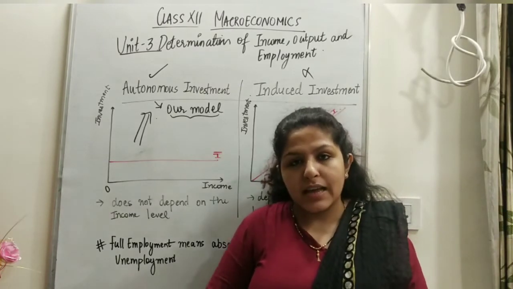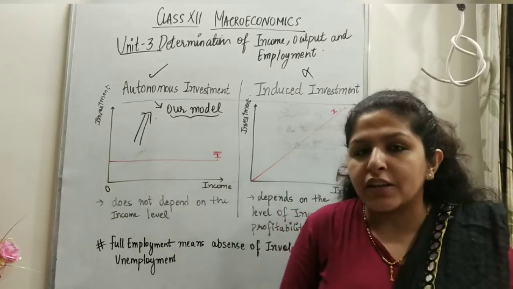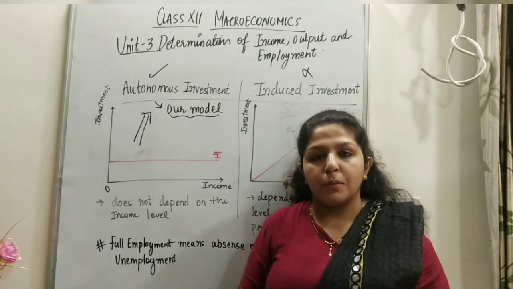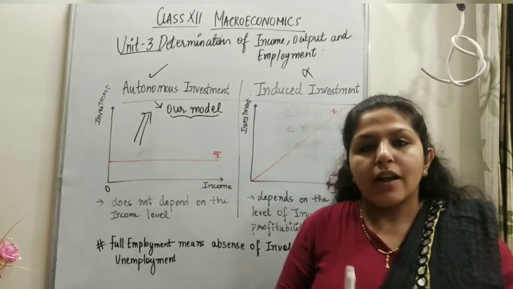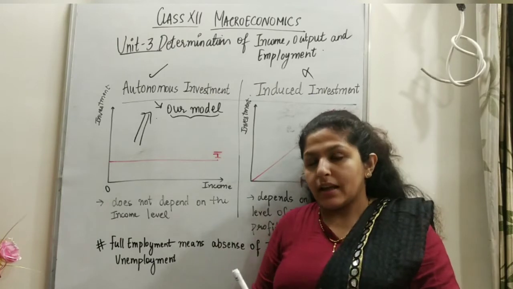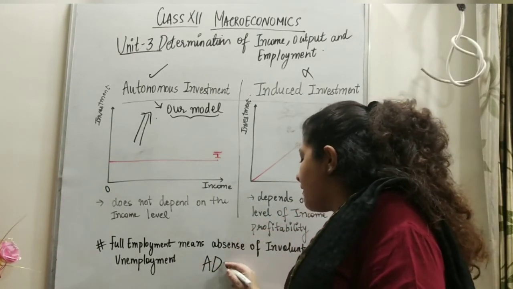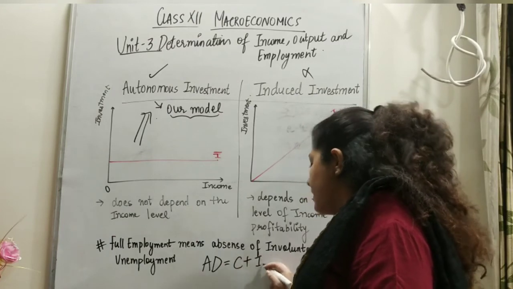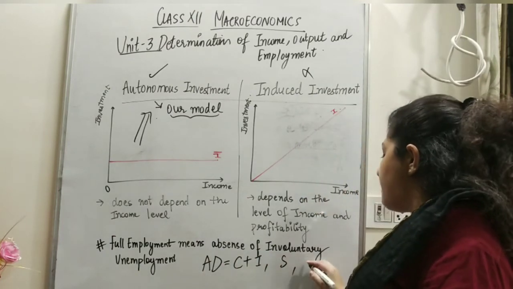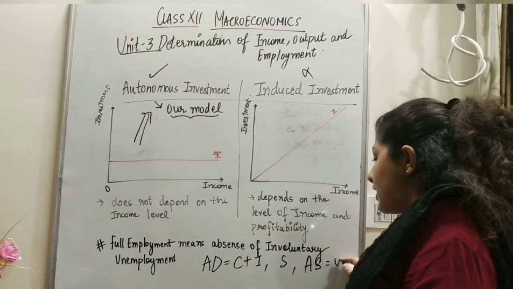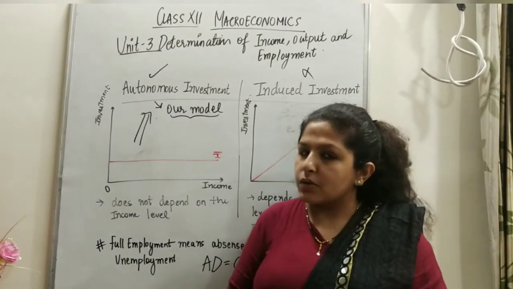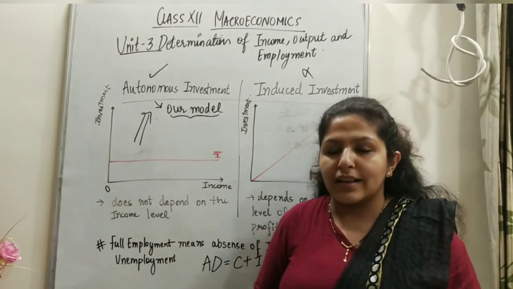So this is it for today. We will start the determination of income, output and employment, the equilibrium model of aggregate demand and aggregate supply, because we have understood all the aspects. We have understood aggregate demand, we have understood the components C plus I, we have understood savings also, we have understood AS is equal to Y. So we have everything now. We need to study the model, which I'll continue in the next video.